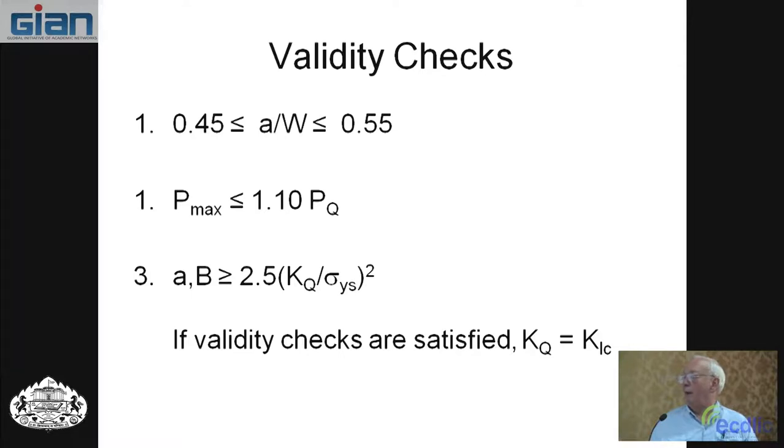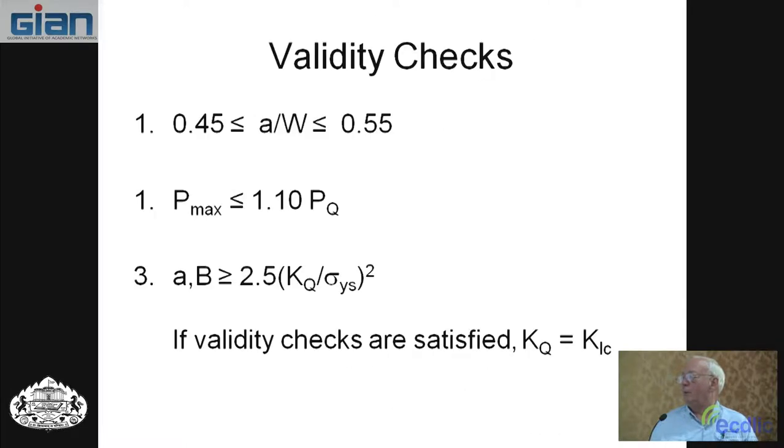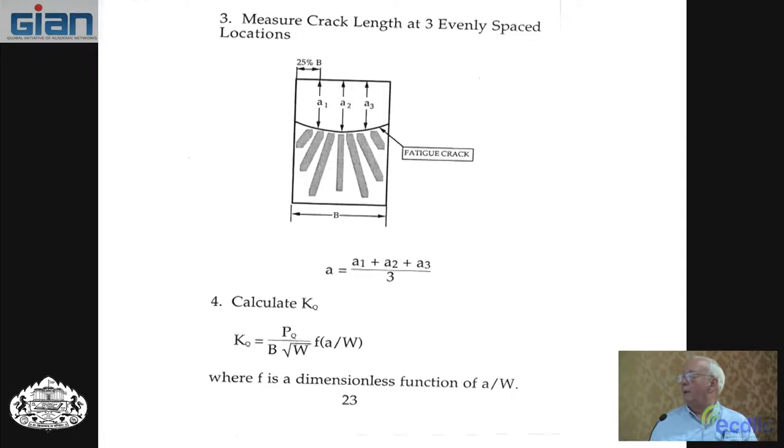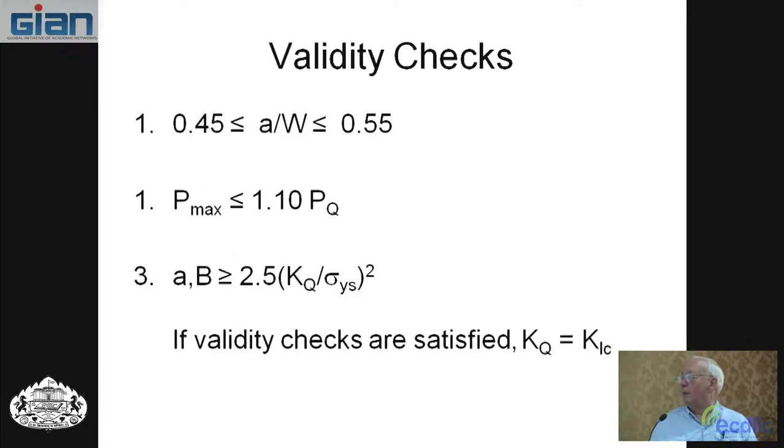Now you have that leeway because with a thumbnail crack, you can't always hit it right on, because when you're pre-cracking, you're watching the crack usually from the surface. This would be a surface of the specimen, and you can't see inside because it hadn't broken yet. Pmax over PQ: Pmax has to be less than 10% more than PQ. So back here again, if this distance is too much, more than 10%, it's not good.